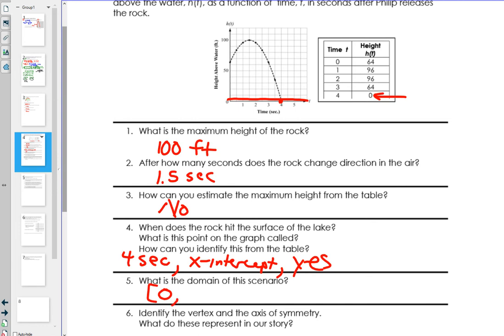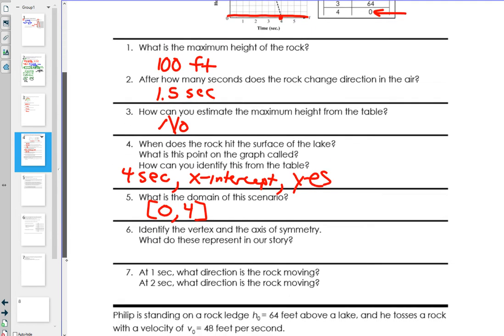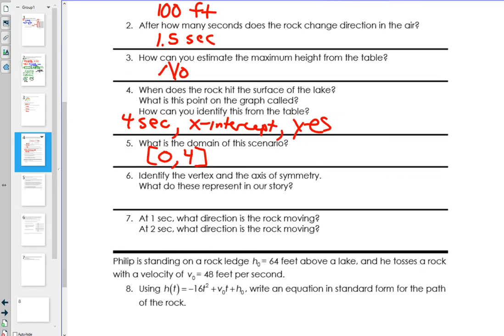How long is the projectile in the air? 4 seconds. Bracket. So 0 and 4. You can also write it this way: 0 less than or equal to time less than or equal to 4.